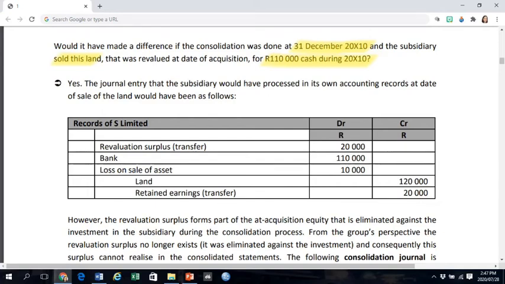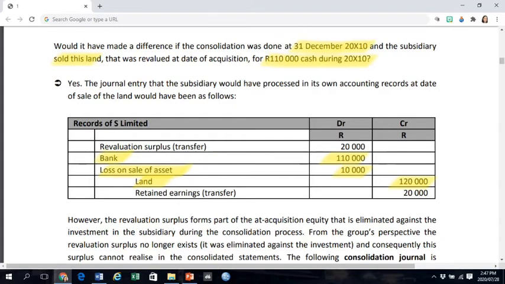Debit bank for the proceeds received, credit land to de-recognize the land, and note it's measured at 120,000 Rand, and you balance to a loss on sale of asset of 10,000 Rand. So that is what would be included in your starting point when you now consolidate. No land, loss on sale of land, and bank 110,000 Rand.